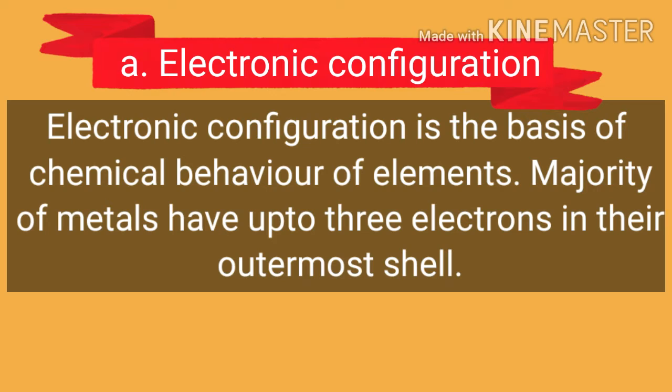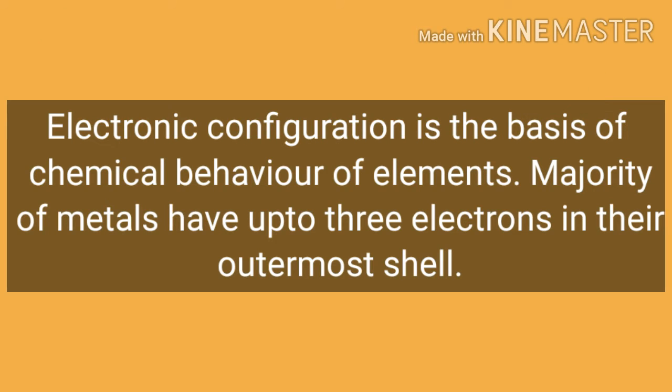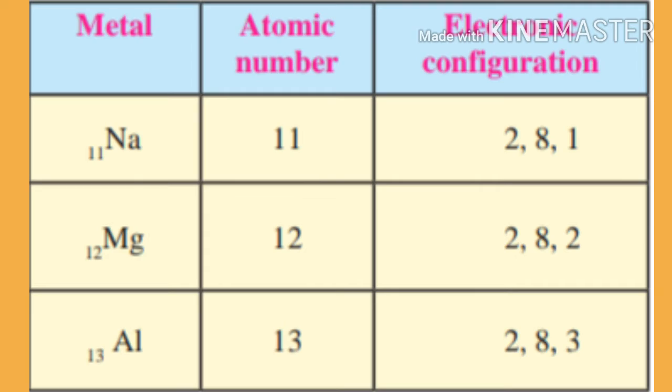Electronic configuration. Electronic configuration is the basis of chemical behavior of elements. The majority of metals have up to 3 electrons in their outermost shell. Now we'll see the table.